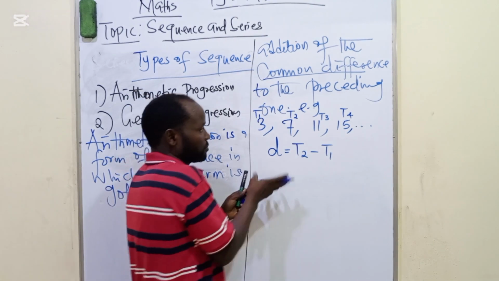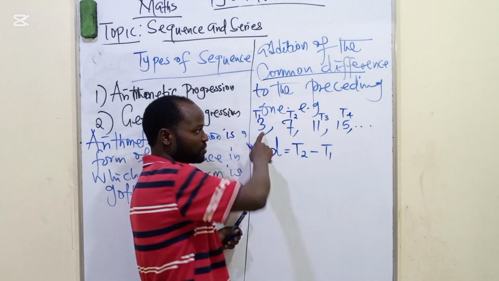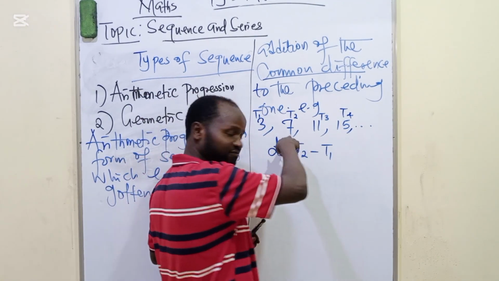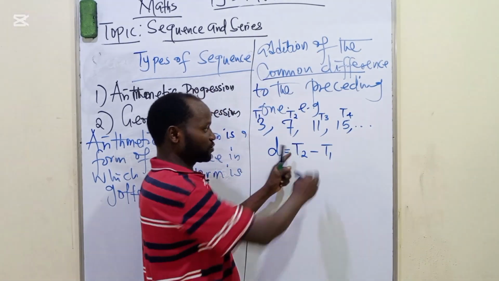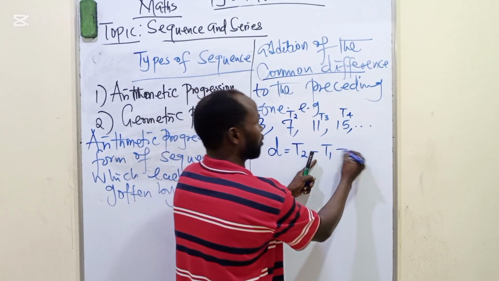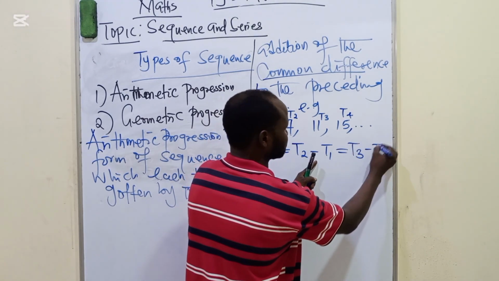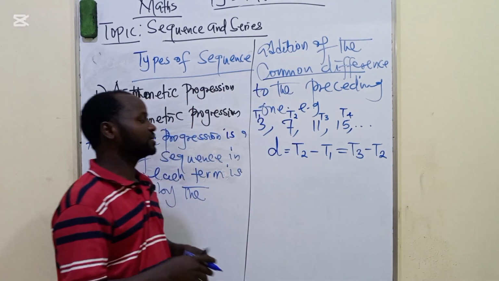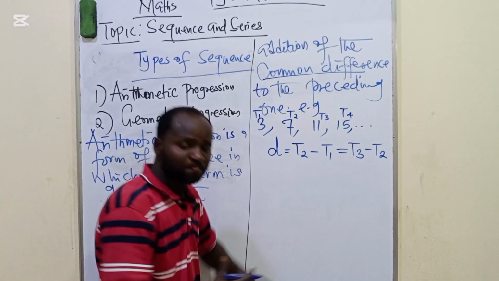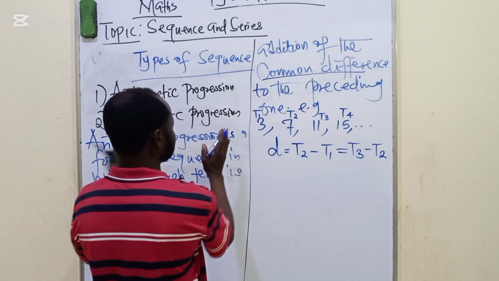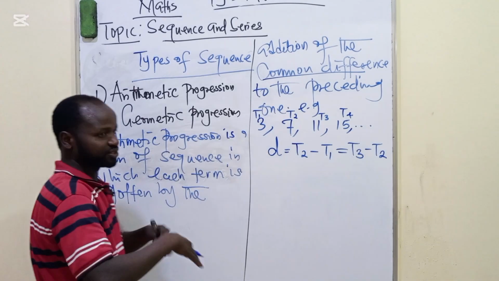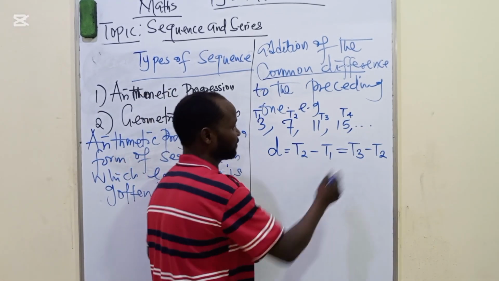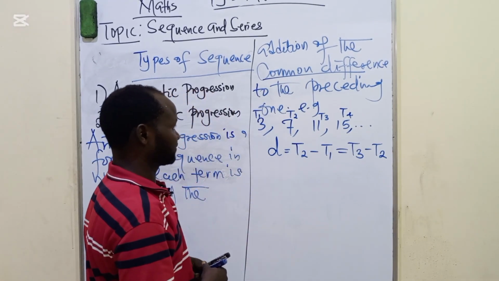So if we want to find the common difference, just say 7 minus 3, which is 4, or 11 minus 7, which is 4, or 15 minus 11, which is 4. So it will be the second term minus the first term, or the third term minus the second term. This is how we can know whether a given sequence is an arithmetic progression or linear sequence. Another name for arithmetic progression is linear sequence. So this is how to find the common difference.